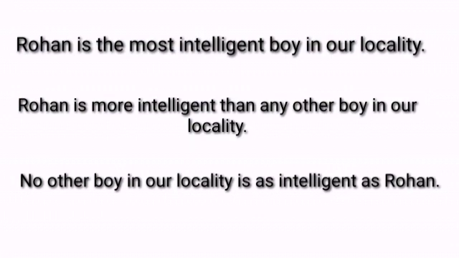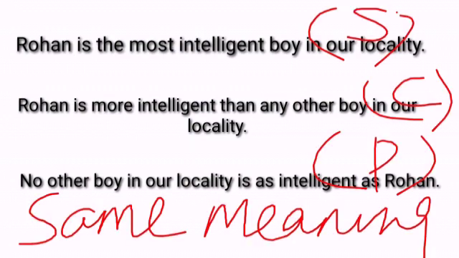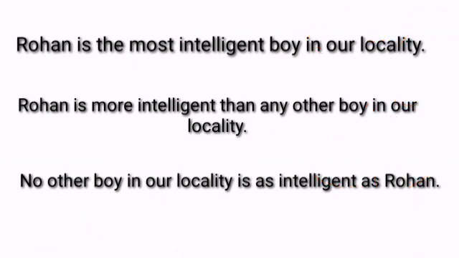Here we see that in comparative degree, Rohan has been compared to other boys of the locality to prove that he is the most intelligent boy. In the positive degree, we see that all the other boys of the locality have been compared to Rohan to show that Rohan has the greatest degree of quality. And in this way we can say that all the three statements are conveying the same meaning. This is also called sentence transformation.